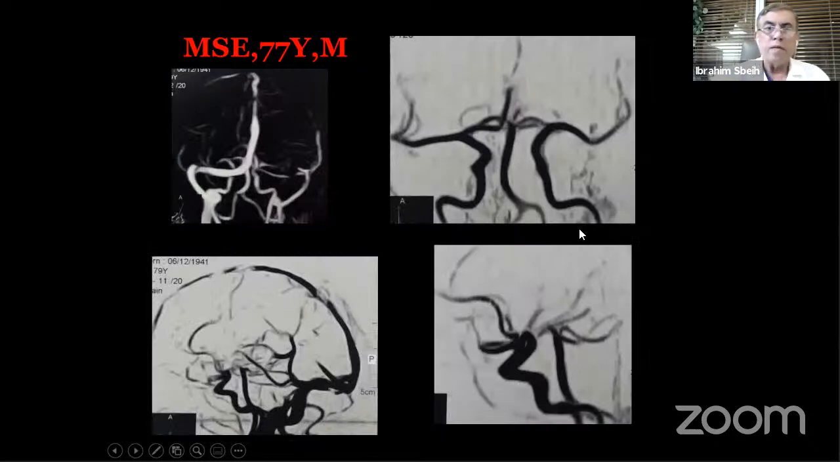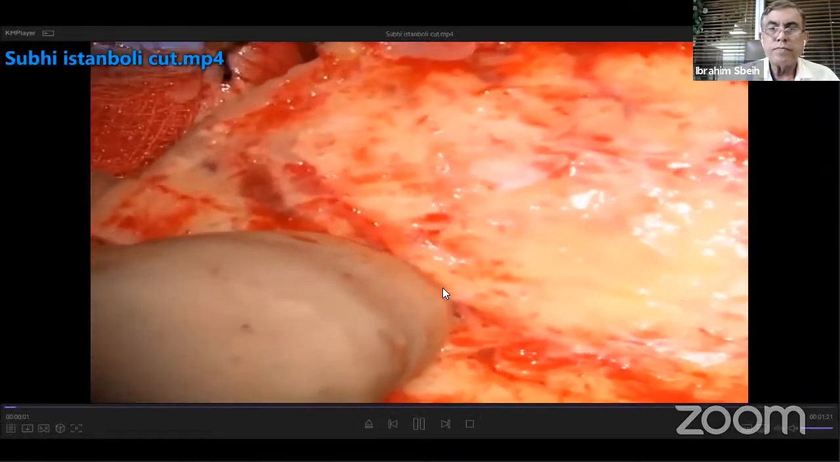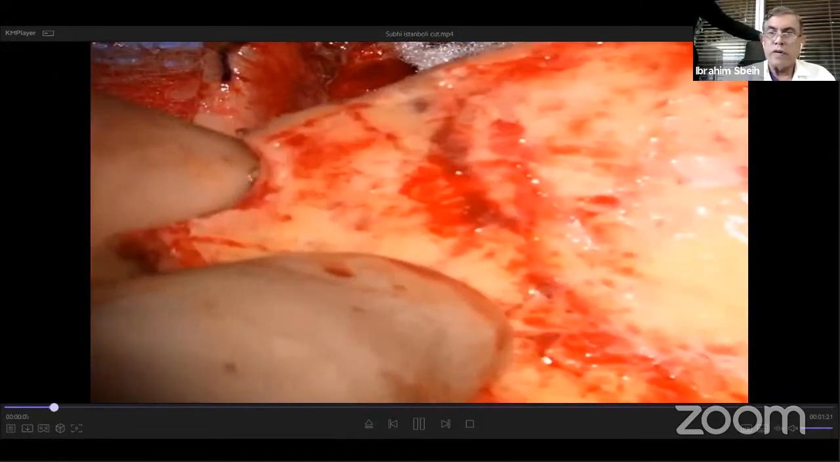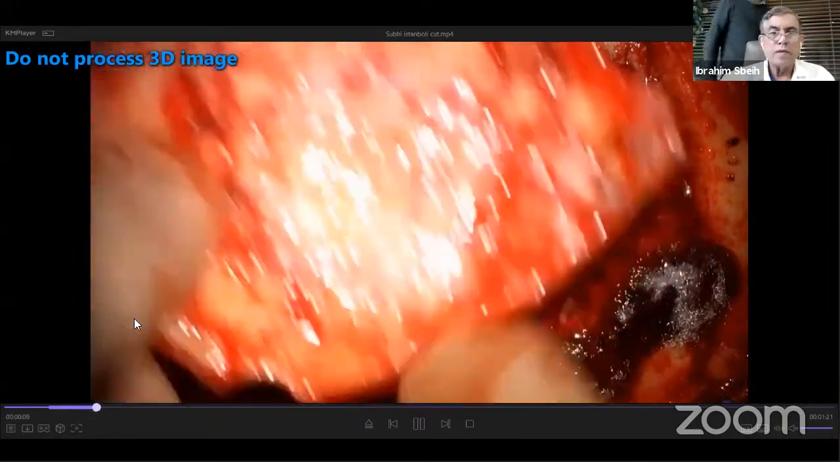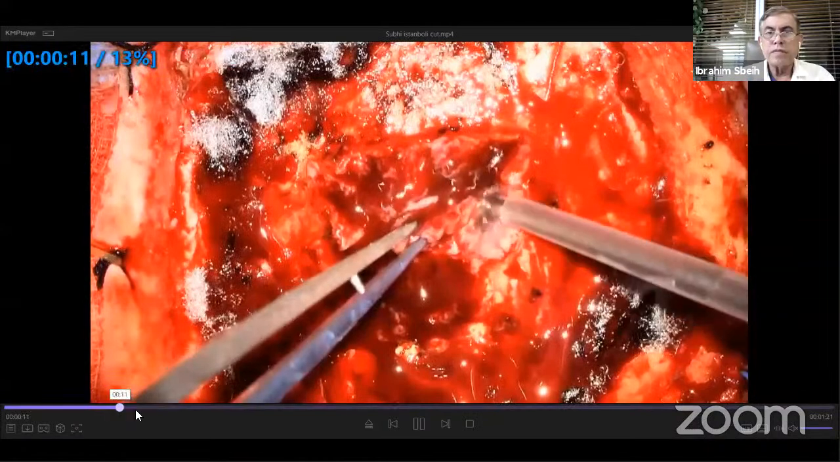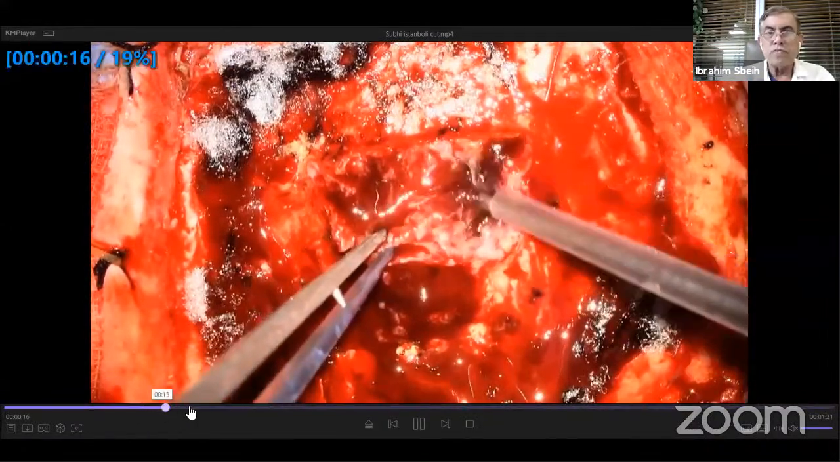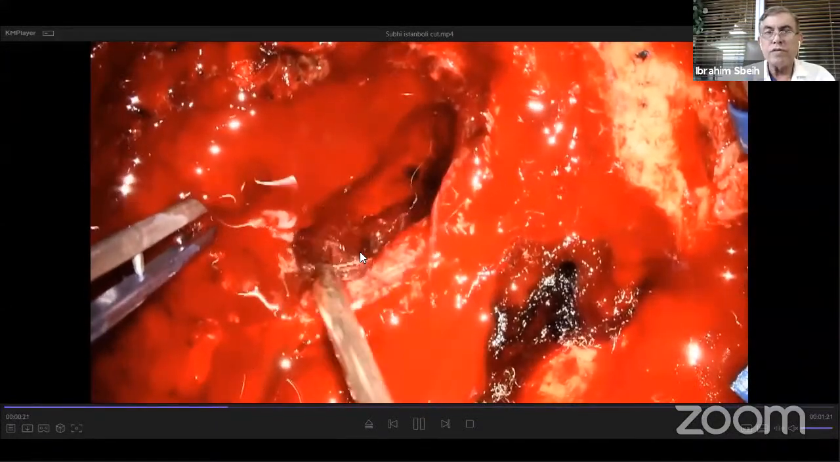Again, MRA, MRV did not show any underlying vascular pathology, so we went for surgery. The tumor was invading the bone, so we drilled the bone. Let's look at this tumor with hemorrhage into it, extensive hemorrhage.